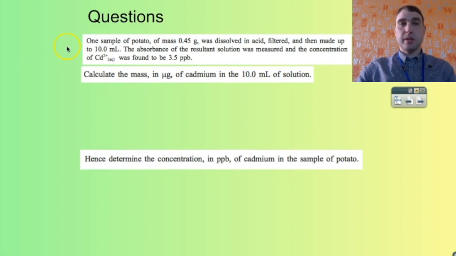Our next question, we have a sample of potato of mass 0.45 grams. It's been dissolved in acid, filtered, and then made up to 10 millilitres. We found absorbance, and we found the concentration of cadmium in that sample was 3.5 parts per billion. So the first question says, calculate the mass in micrograms of cadmium in the 10 ml sample. So that's where we're going to start.